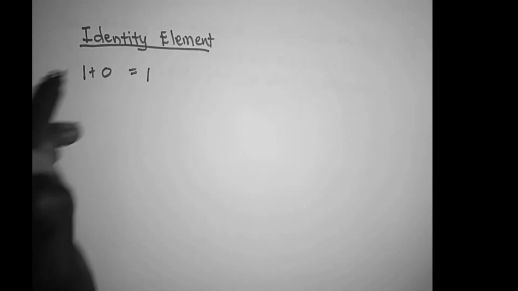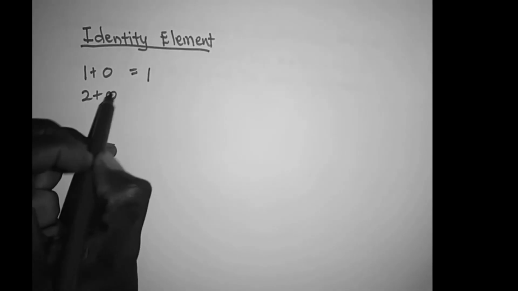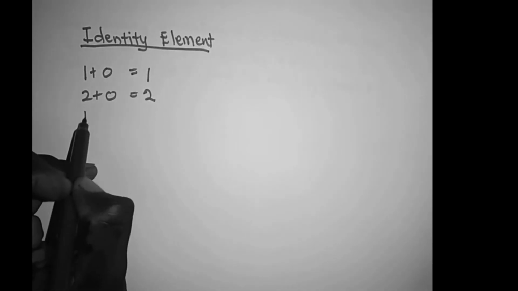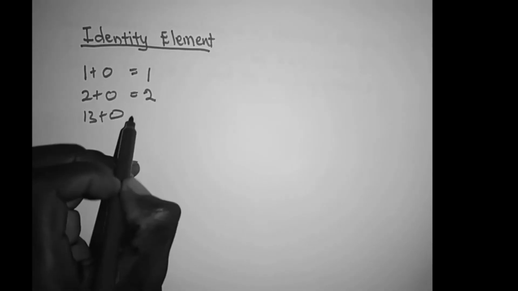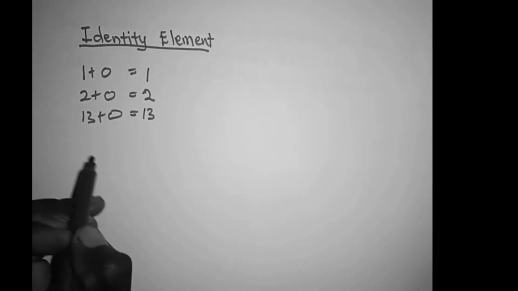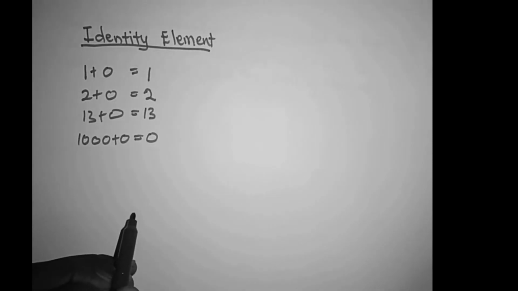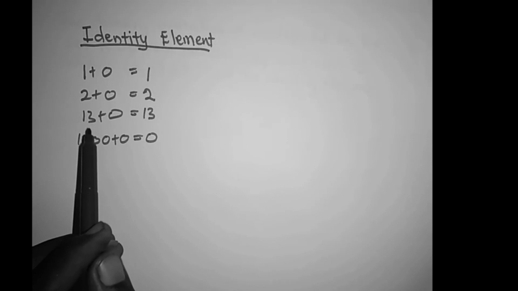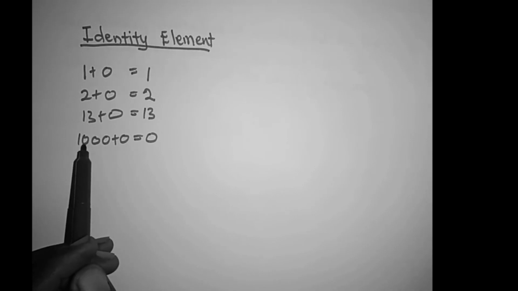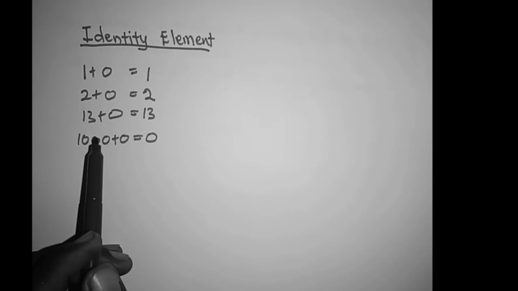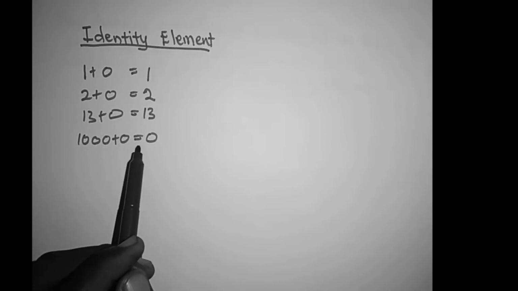Under binary operations, there's something known as identity element. For example, 1 plus 0 equals 1. 2 plus 0 equals 2. 13 plus 0 is 13. 1000 plus 0 equals 1000. So we see that it doesn't matter any real number that we choose. If we add it to 0, we'll get back that same number.